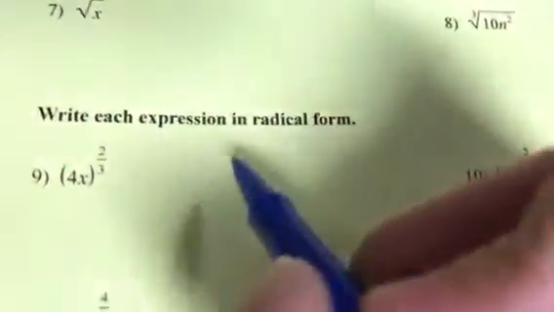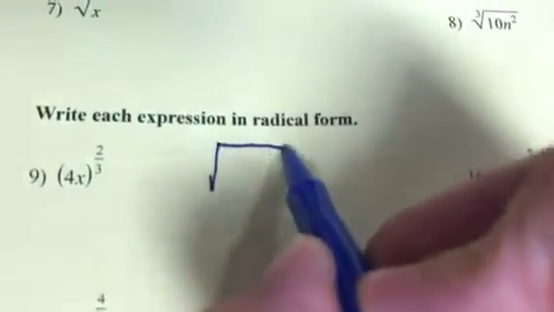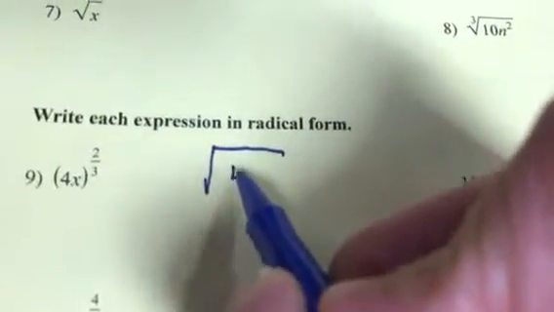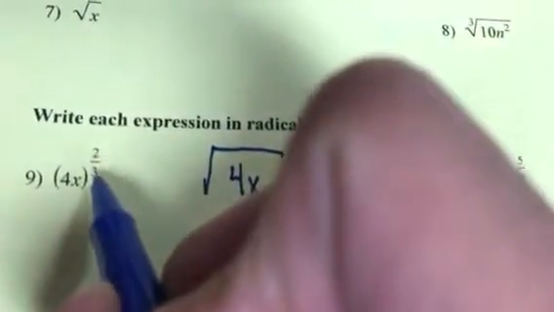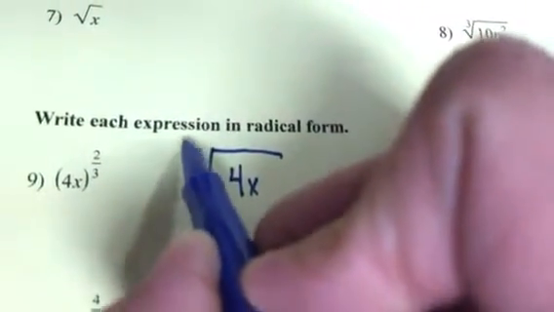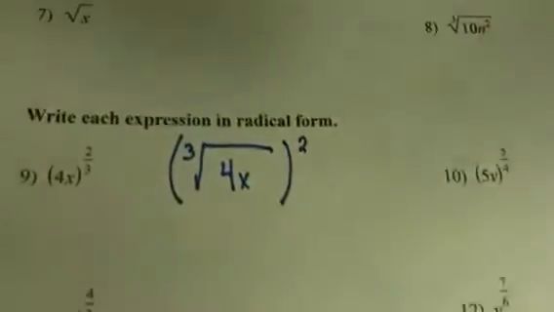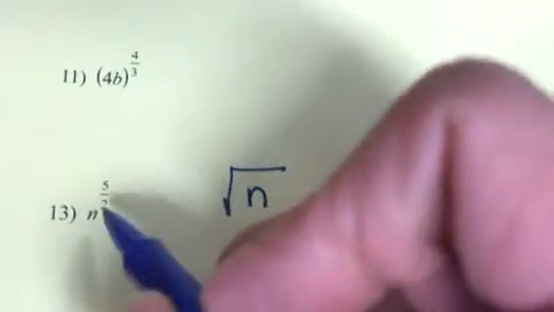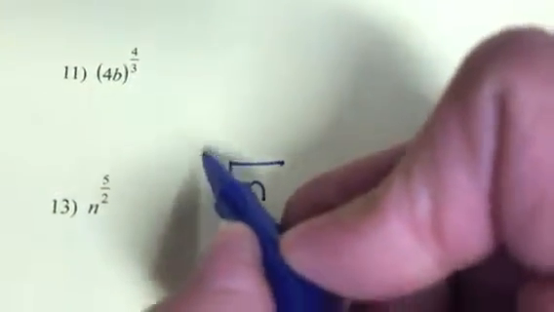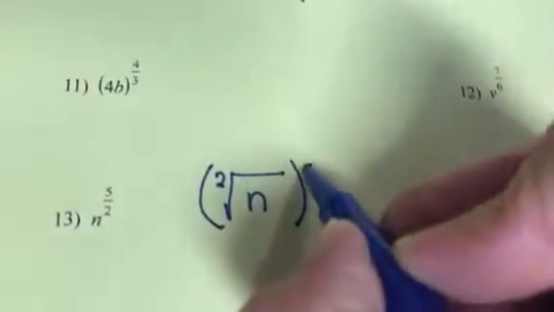I'll be putting these as a radical. So inside my check mark, we'll go 4x. And again, the denominator is my little index number, and then I'm going to wrap the whole thing in parentheses, and that's going to be to the 2nd power, 5. Or if I have n, it's going to go in the check mark, and the denominator is my index number, and that whole thing is going to be to the 5th power.